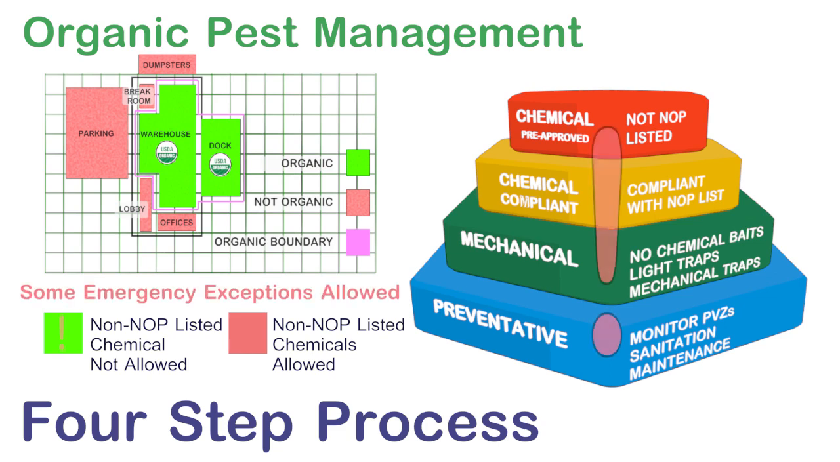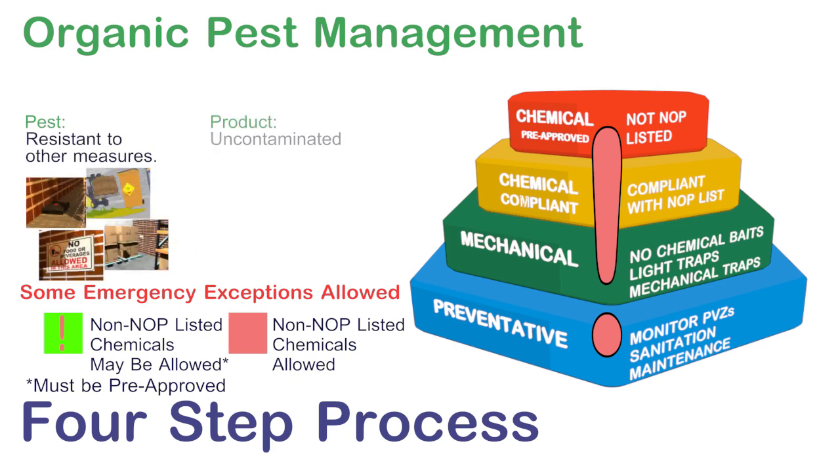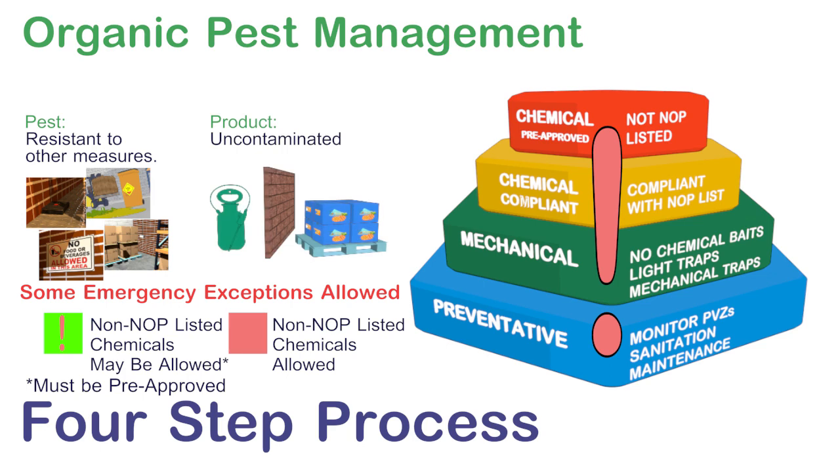In the event that a pest poses an immediate risk to food safety or would result in violation of food safety laws, exceptions to the 4-step process may be made in organic zones. However, the reason for the exception must be clearly documented, as well as how organic product and contact surfaces were protected and cleaned to maintain the integrity of the organic product.